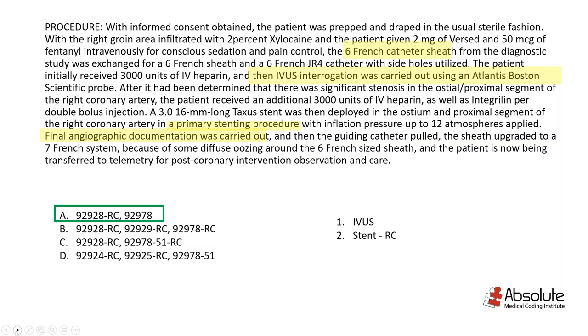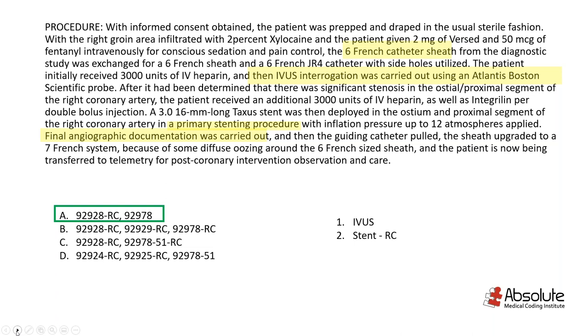Looking at this, is there anything you can eliminate right off the bat? Remember I talked about looking at modifiers to see if any of them were clearly wrong? Well, 92978 is an add-on code. Do we use modifier 51 with add-on codes? We do not. Therefore, I would probably eliminate C and D on sight. I would verify it, but I would probably eliminate it on sight.